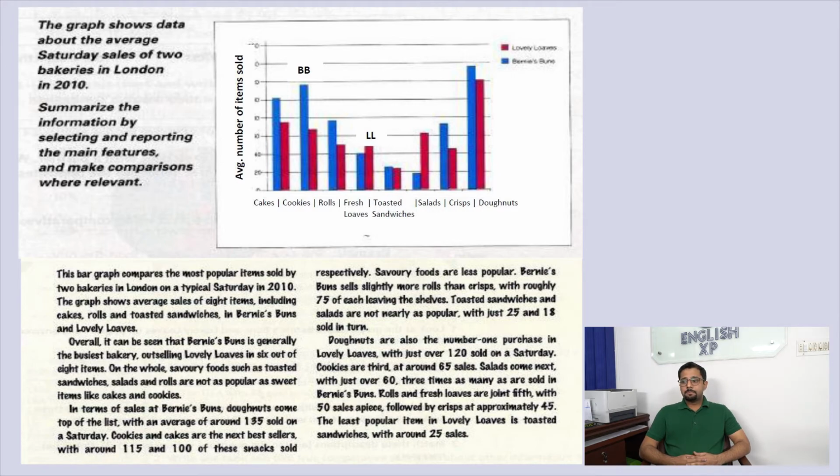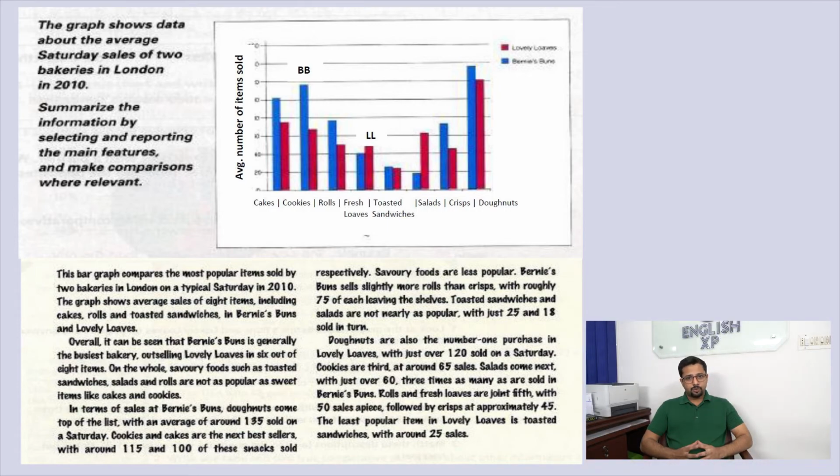So we see they have completely described every single category in Bernie's Buns. कुछ very good descriptive and comparative language उन्होंने use की है जो कि मैं point out करना चाहता हूँ. For example, the next best sellers, right? The next best sellers, top of the list. This is a good way to place things in different positions. Respectively, you can always talk about 2 things and then say around and state 2 numbers and say respectively, meaning in the same order that you stated the categories. In this case, cookies and cakes, 115 and 100.